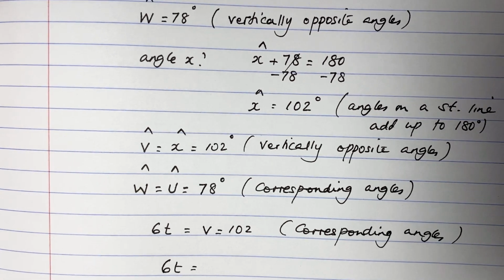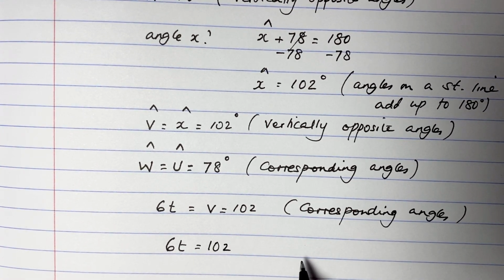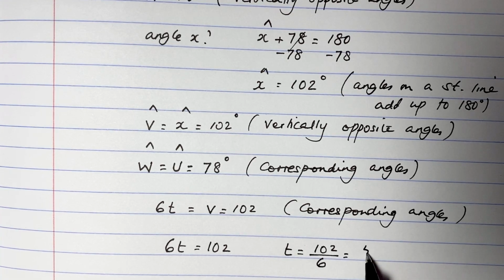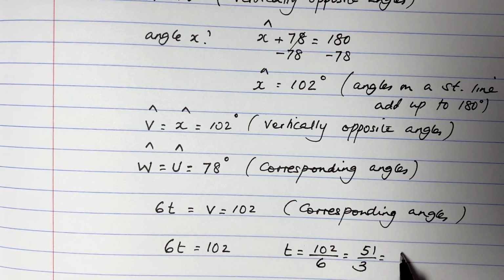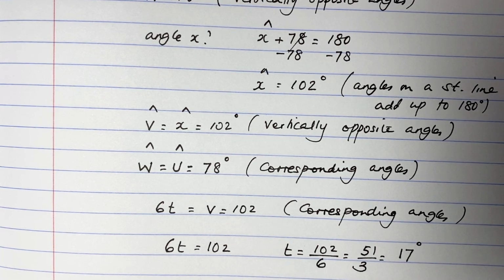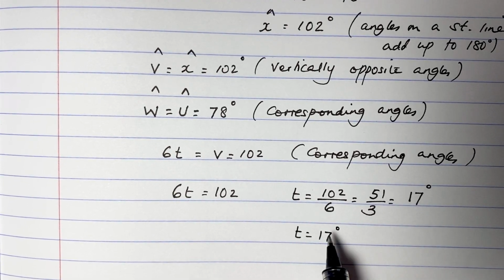6T equals 102. T is 102 divided by 6. That would be 51 over 3. And 51 divided by 3 is 17 degrees. So we found T equals 17 degrees.